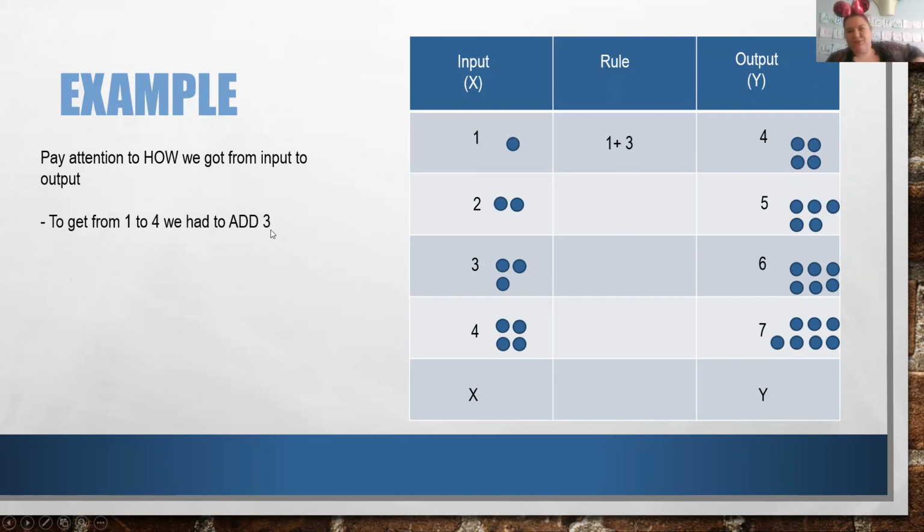Let's see if it works with 2. 1, 2. Let's add 3 more. 1, 2, 3 to get a total of 5. 2 plus 3 gives me 5. So I wonder what our rule is. If our rule means that we have to do the same thing to every input, what do you think it might be?